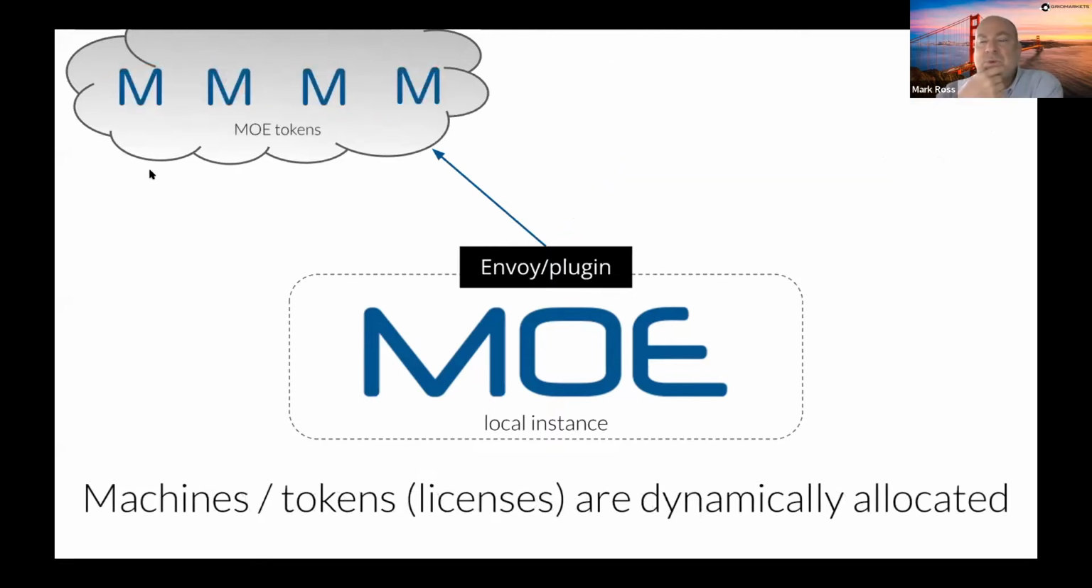After that happens, we allocate the licenses. In this case, again, the example is Mo. So we're allocating the Mo tokens that you need to run at scale. These are our tokens, not your tokens. So your local tokens remain available for you to use. And you can scale up to as many tokens as you need at that moment.